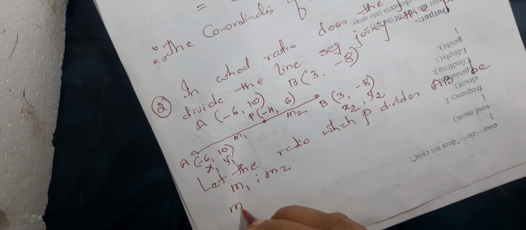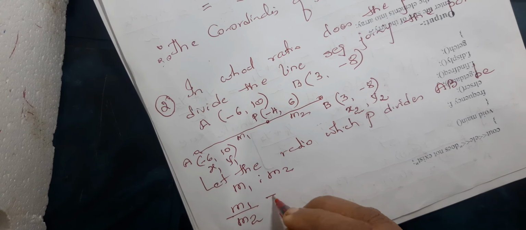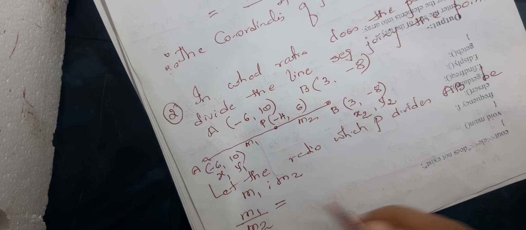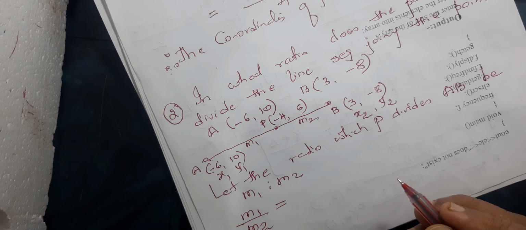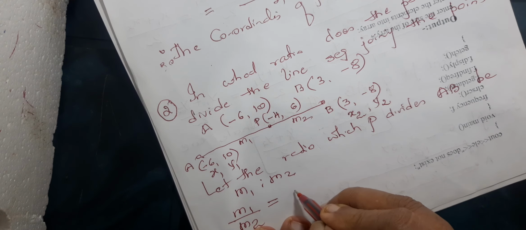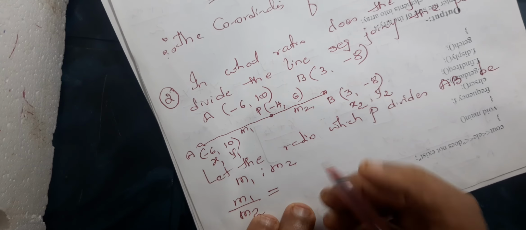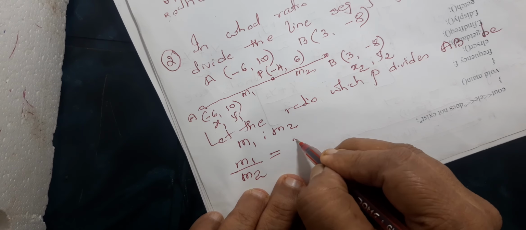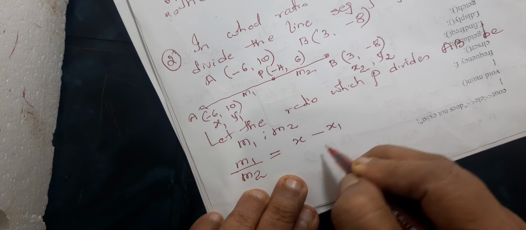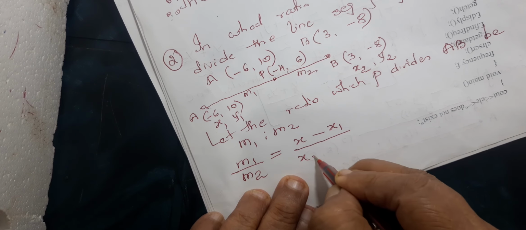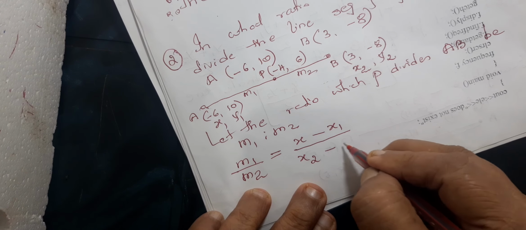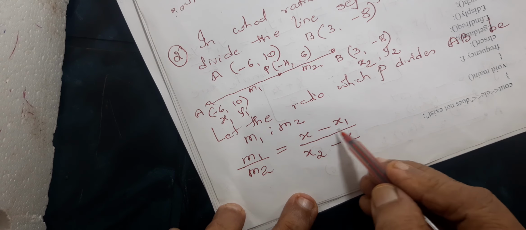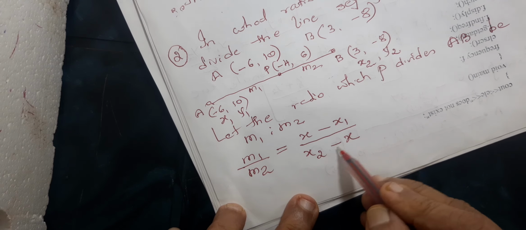Now when they ask the ratio, you can remember the formula. See what I am going to write now. You have to learn by practice, you will remember it. By considering the x coordinate I can get the ratio, or by considering the y coordinate also I can find the ratio. Now to find the ratio, this formula will be very easy. m1 by m2 is equal to (x minus x1) by (x2 minus x).